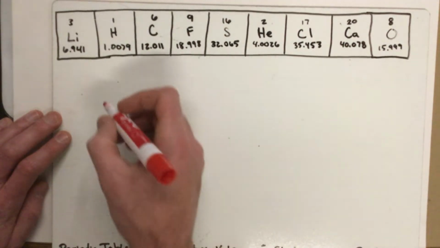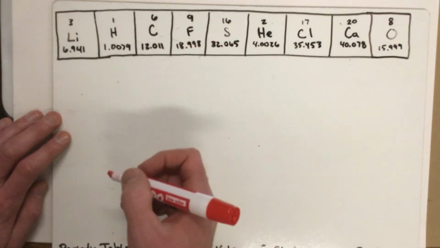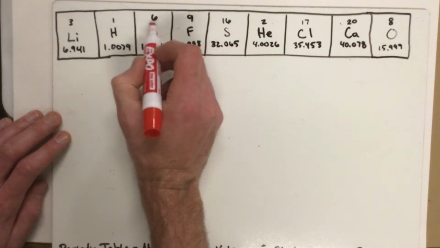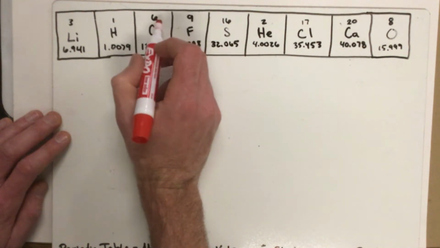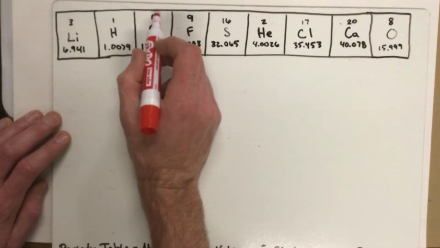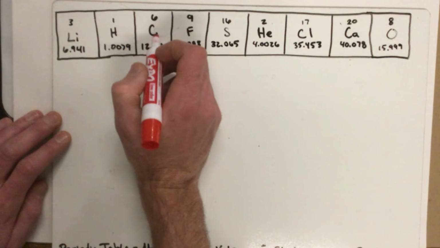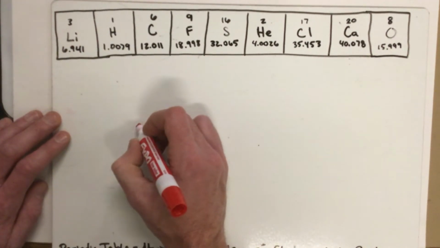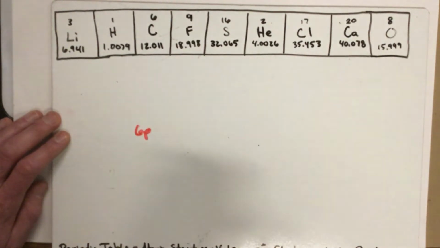So let's start with carbon. We know by looking at this, we've got this 6 above the C. C stands for carbon, and then we've got this 6. That's what's called the atomic number, or the number of protons. So I'm going to draw an atom of carbon, and I'm going to put 6p right here for 6 protons.